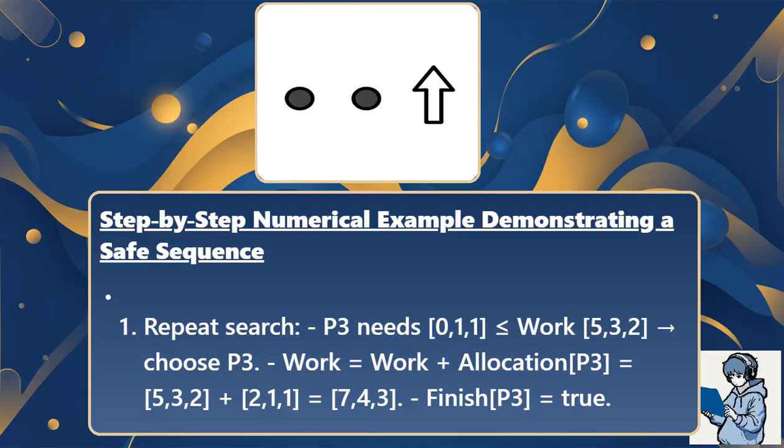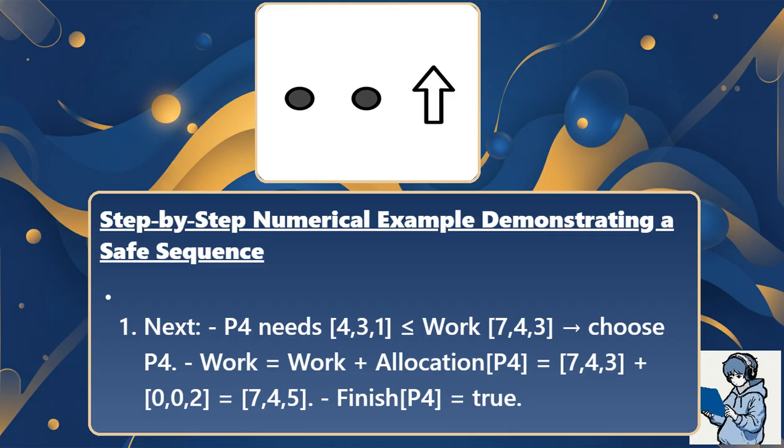Step 4: Repeat search. Process 3 needs 0, 1, 1, which is less than or equal to work 5, 3, 2, so choose process 3. Work becomes work plus allocation of process 3, which is 5, 3, 2 plus 2, 1, 1 equals 7, 4, 3. Finish of process 3 equals true. Step 5: Next, process 4 needs 4, 3, 1, which is less than or equal to work 7, 4, 3, so choose process 4. Work becomes 7, 4, 3 plus 0, 0, 2 equals 7, 4, 5. Finish of process 4 equals true.